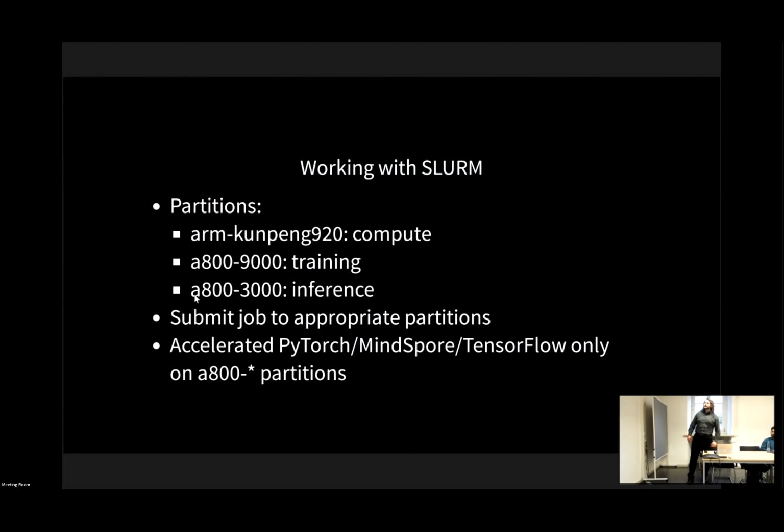Now a quick word about Slurm. So Slurm is a workload manager. We have multiple nodes on the system, so you don't just run something in the terminal, you submit it via a batch command or a run command. And there are 3 partitions. The first one is for just the compute nodes, the normal ARM nodes, and this partition is called ARM-compang920. And then there are the A800-9000 and A800-3000 partitions, which are the training and inference partitions. Right now, they only have one node each.